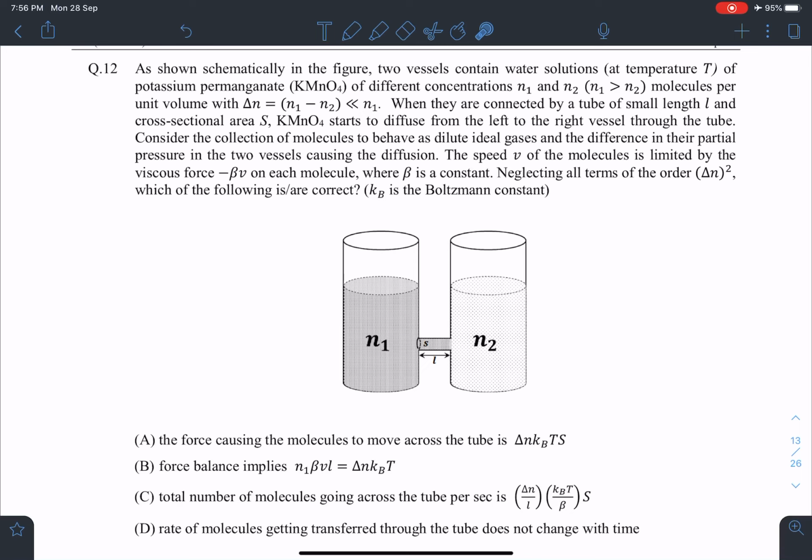When they are connected by a tube of small length L and cross-section area A, KMnO4 starts to diffuse from left to right. Consider the collection of molecules to behave as a dilute ideal gas, and the difference in their partial pressures in the two vessels causes the diffusion. The speed v of the molecule is limited by the viscous force minus beta v on each molecule. Look at the language, it is on each molecule, where beta is a constant. Neglecting all terms of the order delta n whole square, which of the following is or are correct?